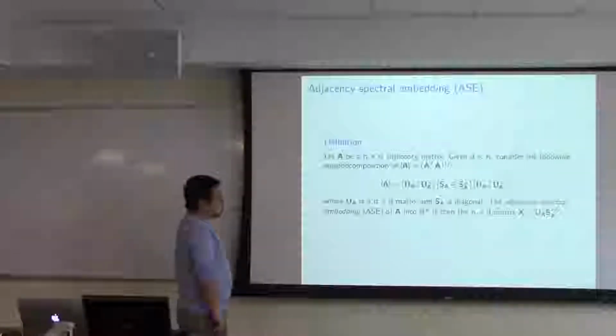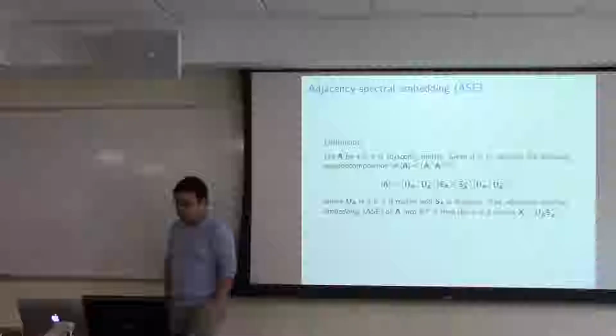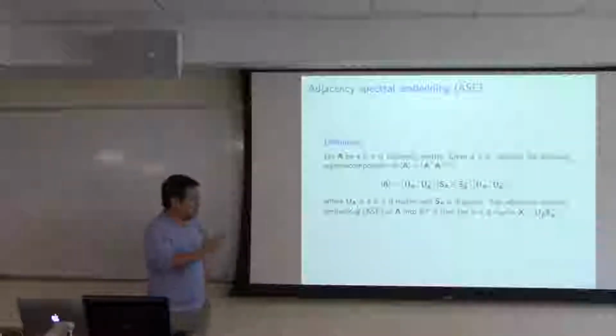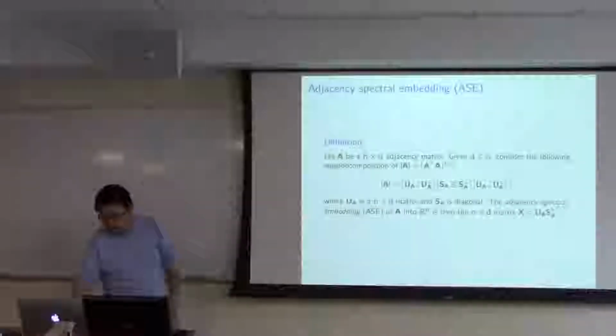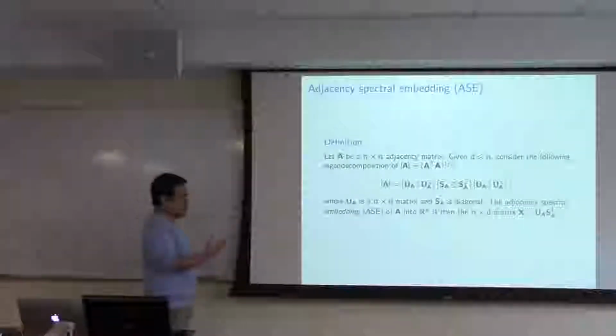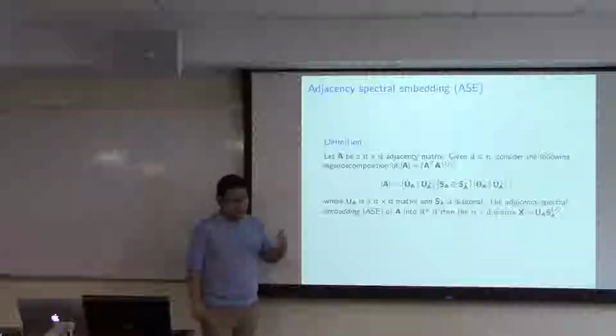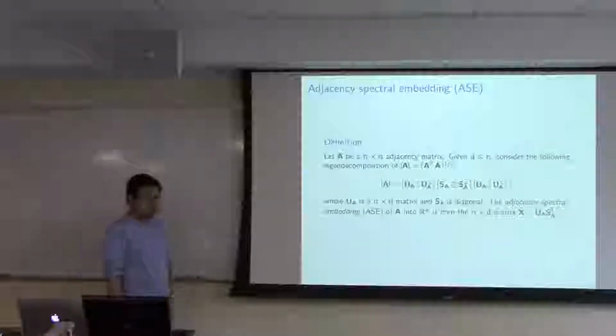So my ASE, adjacency spectral embedding here, is just basically taking the truncated representation of the absolute value of A. What that means is that I would just take the eigenvectors in UA and multiply with the eigenvalues in SA to the 1/2. So like I said, an n by n matrix will become n points in R^d, the embedding matrix.